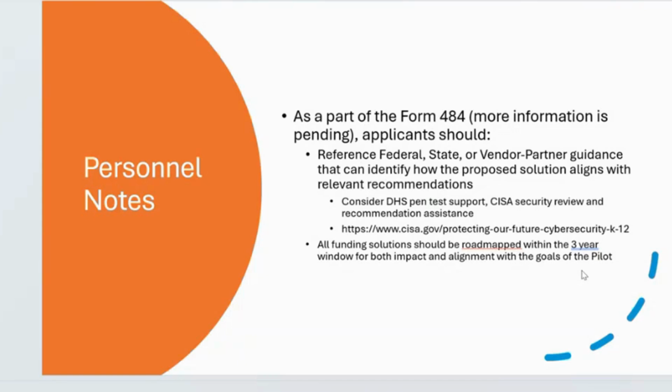Some of the things that you can do are to reference federal, state, or vendor partner guidance. Of course, you have the CISA resources that were passed down in 2021. There are quite a few resources, and they've continued to evolve that over time. CISA has a whole host of K-12 guidance, best practices, recommendations.